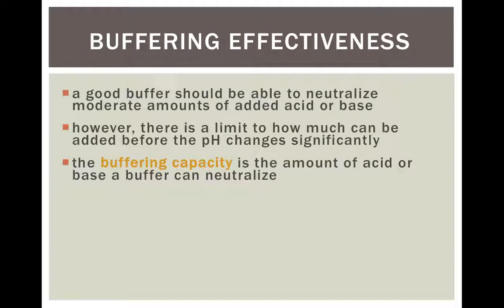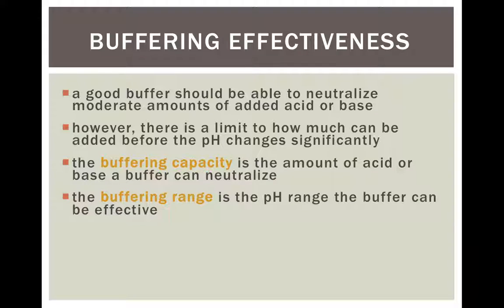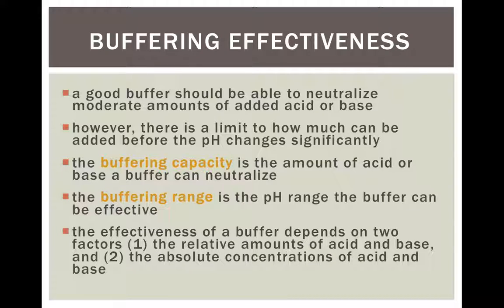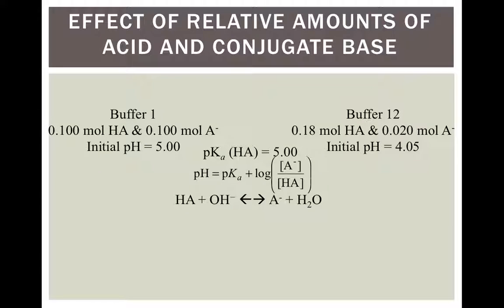So a good buffer should be able to neutralize moderate amounts of acid or base. However, like we said, there is a limit. We call this limit buffering capacity. So that is the maximum amount of acid or base that can be added and still be neutralized. And the buffering range is the pH range the buffer can be effective. So obviously, if you are adding a very strong acid, it's going to have a little bit different capacity. The effectiveness of the buffer depends on the amount of acid or base and the concentration of the acid or base. So obviously, like I said, if you're adding a strong acid versus a weak acid, it's going to have an effect on the effectiveness of the buffer.